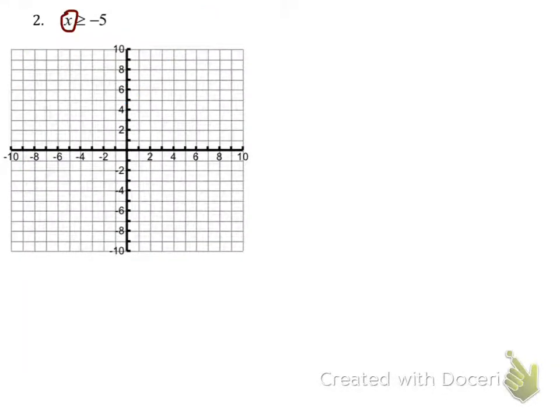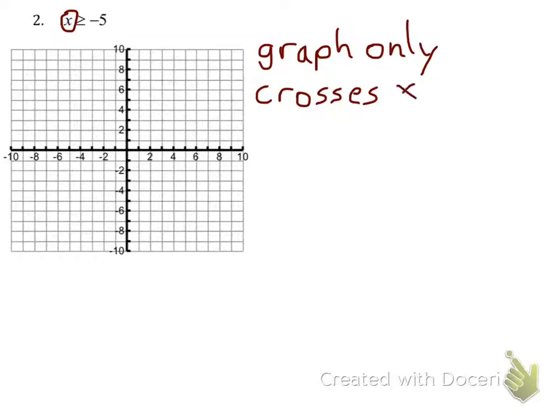Next example, x is greater than or equal to negative 5. Now if you notice there, I circled the x. There's just an x in this inequality. This is a special case. Since there is just an x, that means the graph is only going to cross the x-axis, and the only type of line that will just cross the x-axis is going to be a vertical line. So when I start with my point, it's going to cross the x-axis at negative 5, 0.